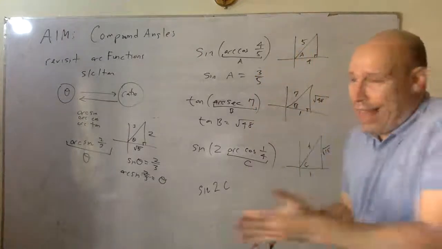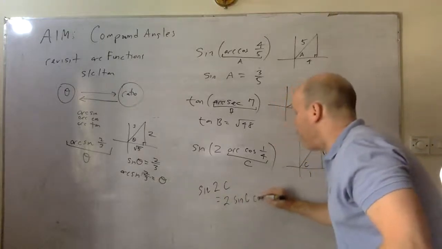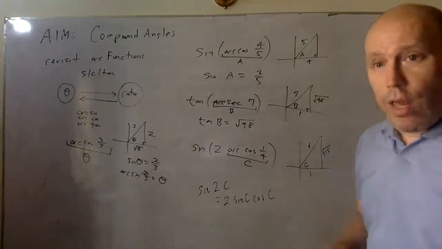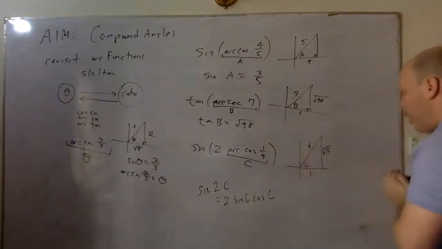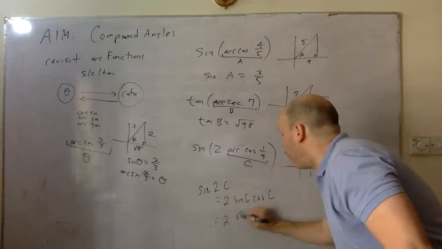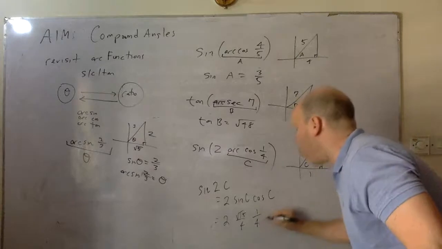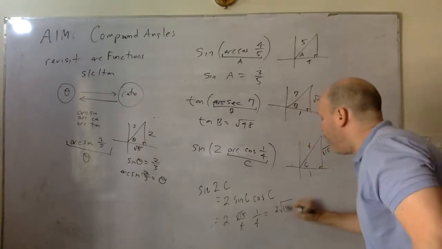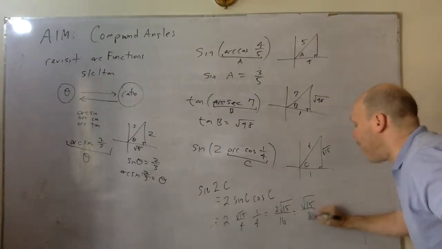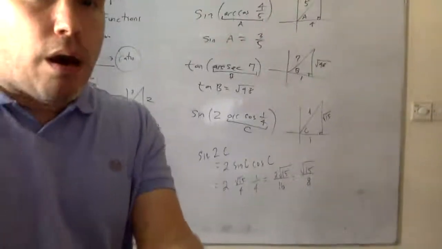And you say, okay, Mr. Adler, that's just the double angle formula, which is 2 times sine of C cosine C. And we're good to go because we have the triangle and we can find any of the ratios. So I know that the sine of C is radical 15 over 4, and I know the cosine of C is 1 over 4. Final answer, 2 radical 15 over 16, or radical 15 over 8. It's tedious, but it might show up. So you need to know how to figure this out.